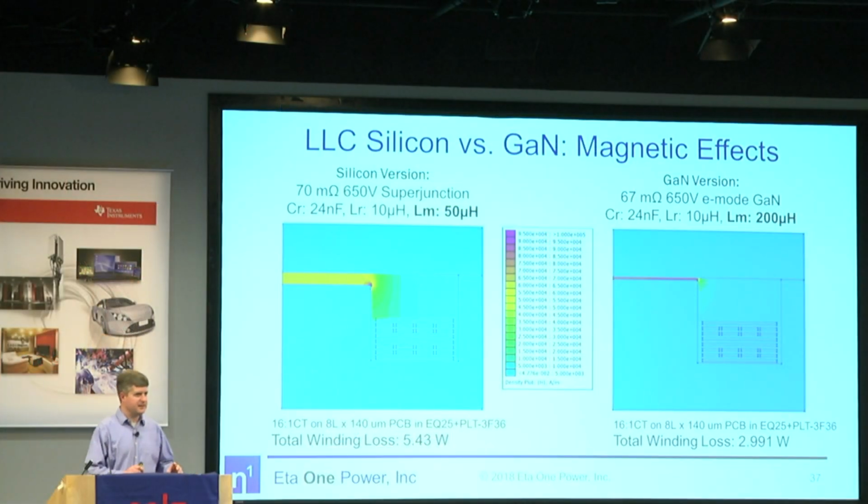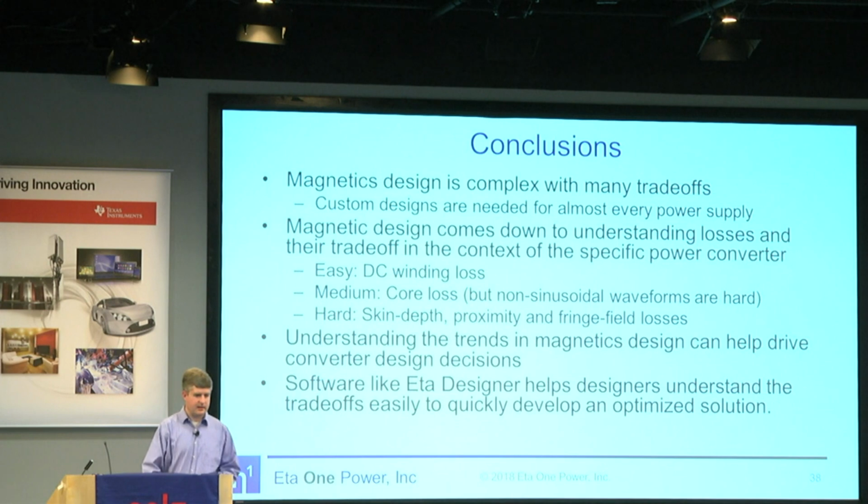So anyway, this basically highlights the fact that when you're designing power converters, not only do you have to consider each component on its own, you have to consider the effect each component has on the design or selection of every other component in the system to truly optimize it. And anyway, with that, I'd like to conclude my talk. So basically, we've seen that magnetics design is very complex with many trade-offs, both within the magnetic design itself and in the whole system. Because of this, custom designs are needed for almost every power supply.